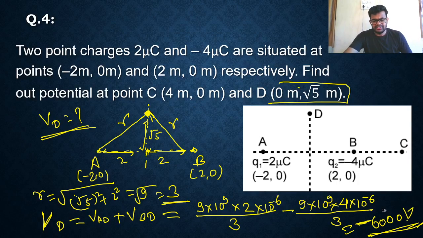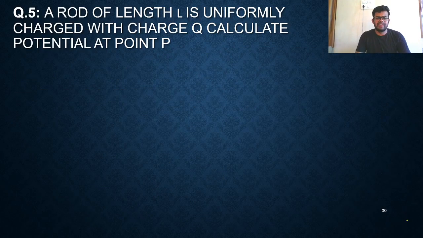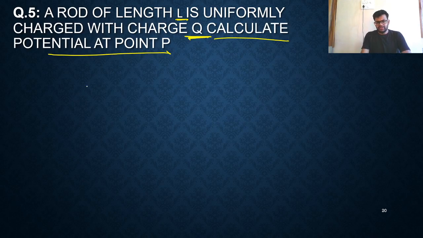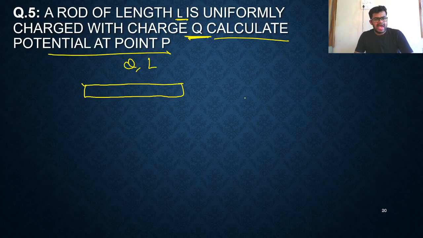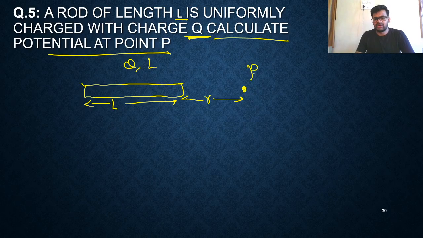My dear friends, I am going to talk about question number 5. A rod of length L is uniformly charged with charge Q. Calculate the potential at point P. So there is a rod, and it has total charge Q, and its length is L. Let's say there is a point P at a distance R from this. This is the distance R, this length is L. You need to find the electric potential at point P.